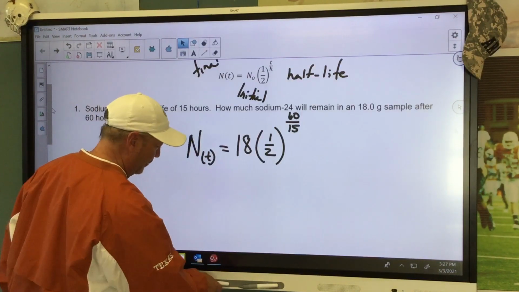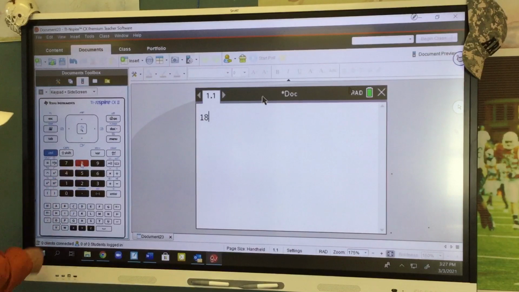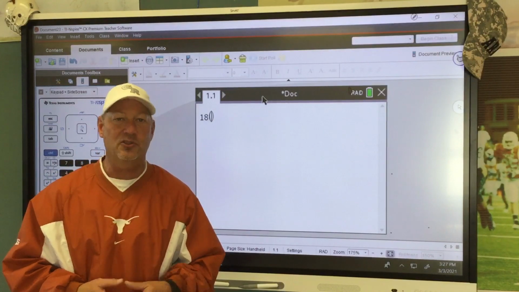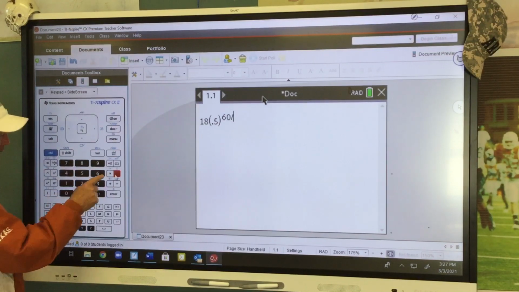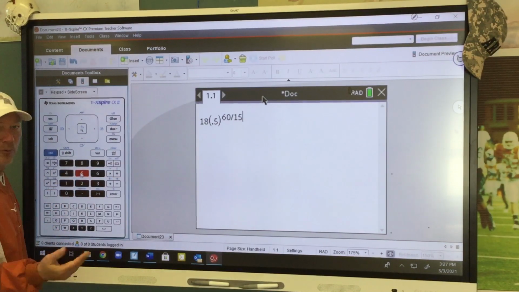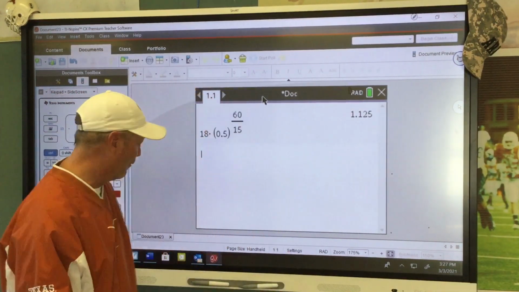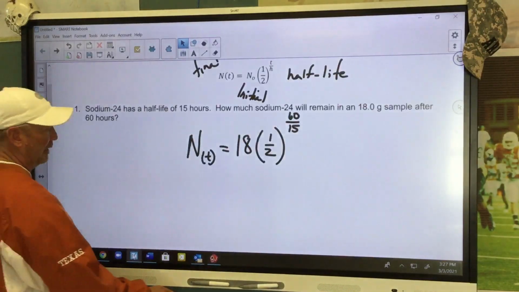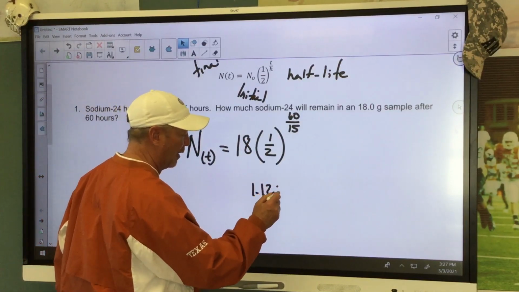But we're going to go to our calculator, okay? And we're going to say 18 times. Now you can convert 1/2 to 0.5 if it's faster and easier for you to put it into your calculator. You can say 0.5, and then we're going to raise the power. And if you wanted to, we could say 60 divided by 15, or you could just say 4, which I would probably say. And you hit enter. And you're going to get an answer of 1.125. It says how much will remain, and you would say 1.125 grams.